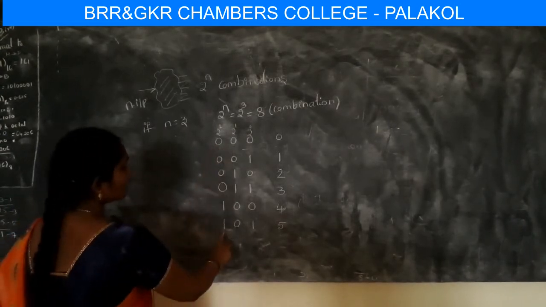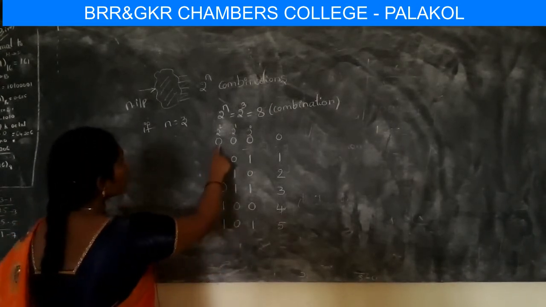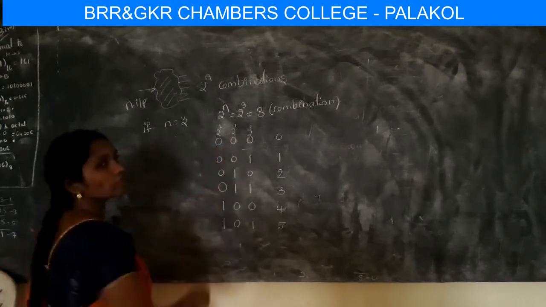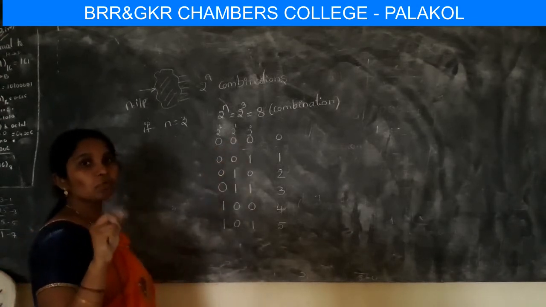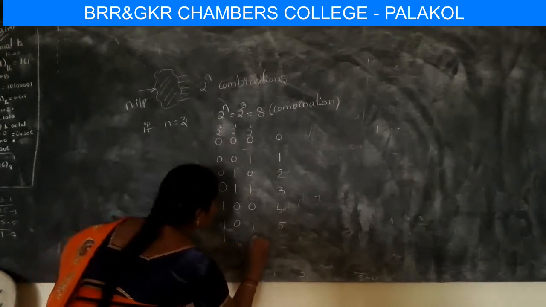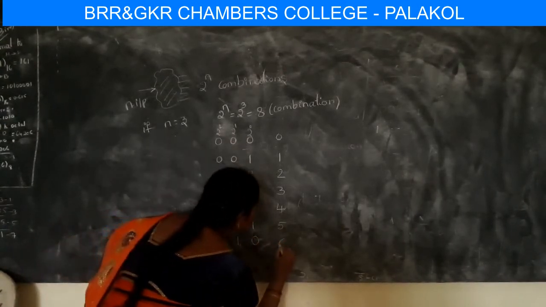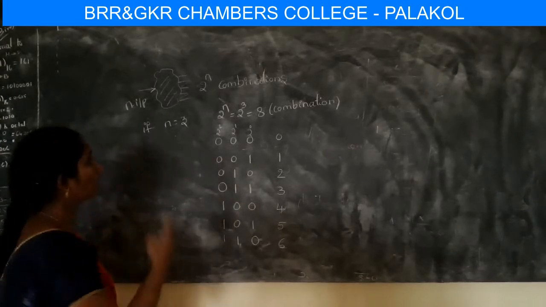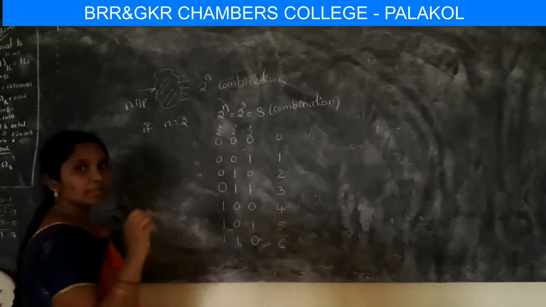6 is nothing but, here this is a 4. Okay. 2 square is equal to 4 and 2 power 1 is equal to 2. So that means 4 plus 2 is equal to 6. Therefore you have to write 1 1 here and put here 0. This is 6. Okay.